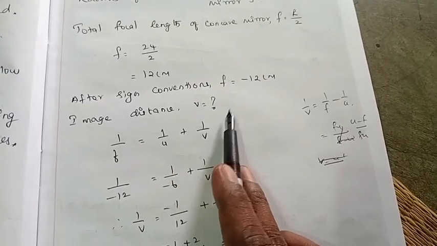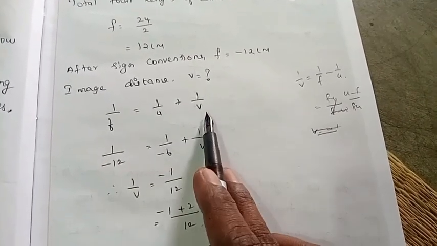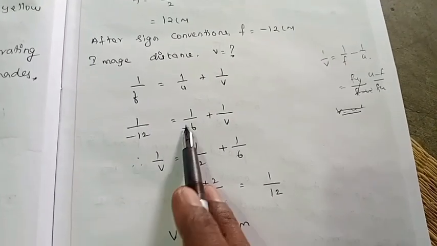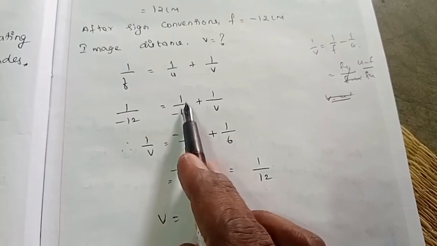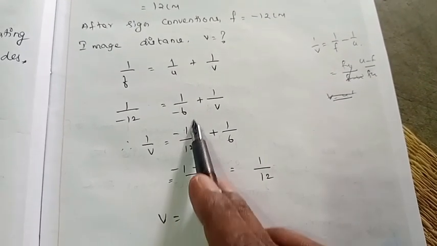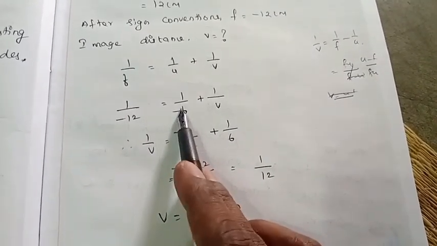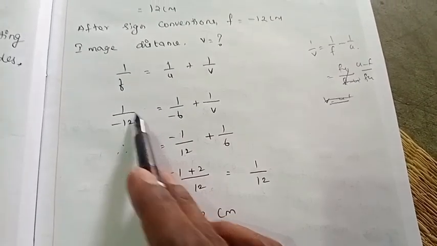So image distance v they are asking. We know the mirror formula: 1 by f is equal to 1 by u plus 1 by v. So f is minus 12. 1 by minus 12 is equal to 1 by minus 6 plus 1 by v. So we need to find 1 by v. The 1 by 6 goes to the left side. So 1 by v is equal to minus 1 by 12, and minus 1 by 6 moved to the other side becomes plus, so plus 1 by 6.